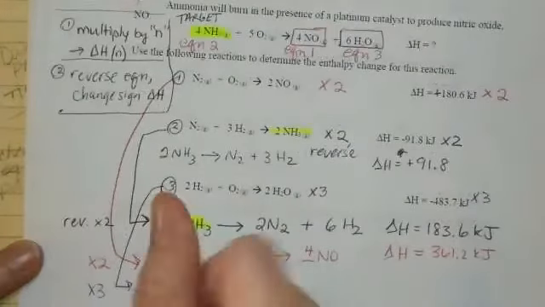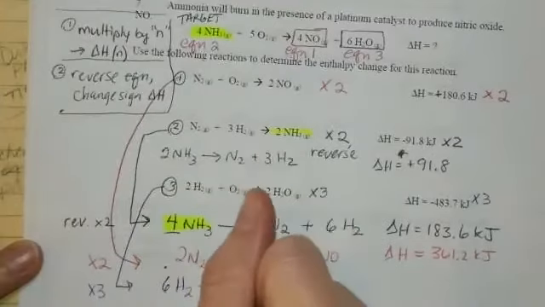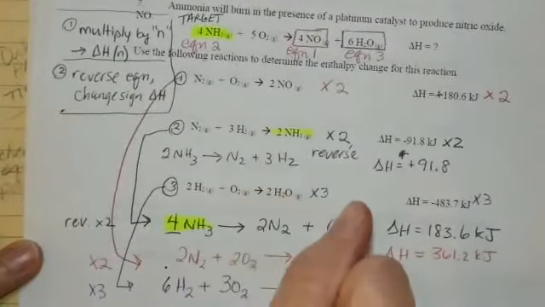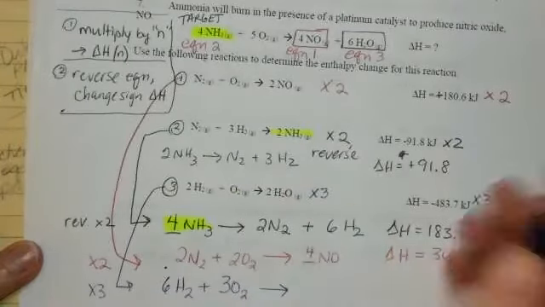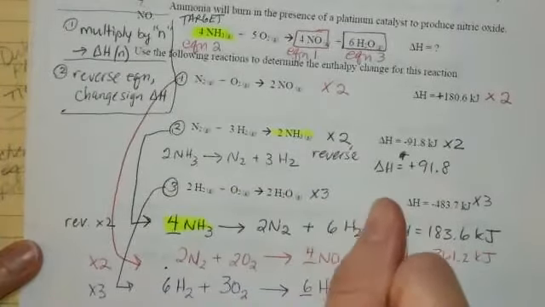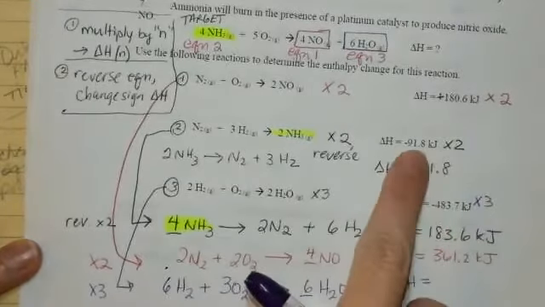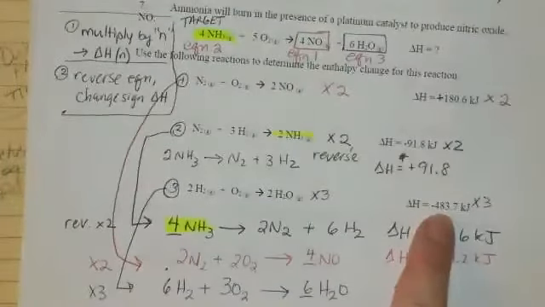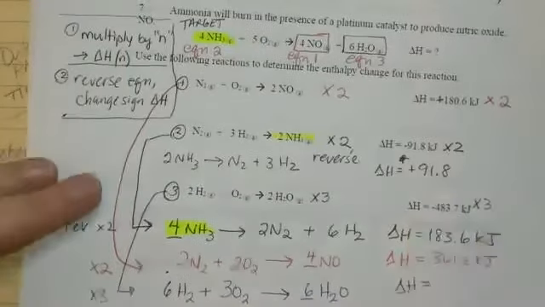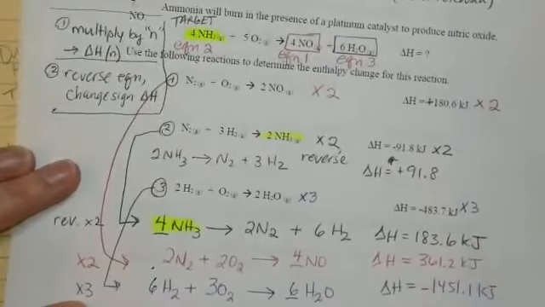So 2 hydrogens will become 6 hydrogens. 1 oxygen becomes 3 oxygens. And then on the product side, the 2 waters will become 6 waters. And what I did here is I'm going to take that delta H of negative 483.7 and multiply that by 3 because I multiplied everything through by 3. So I get negative 1451.1 kilojoules.